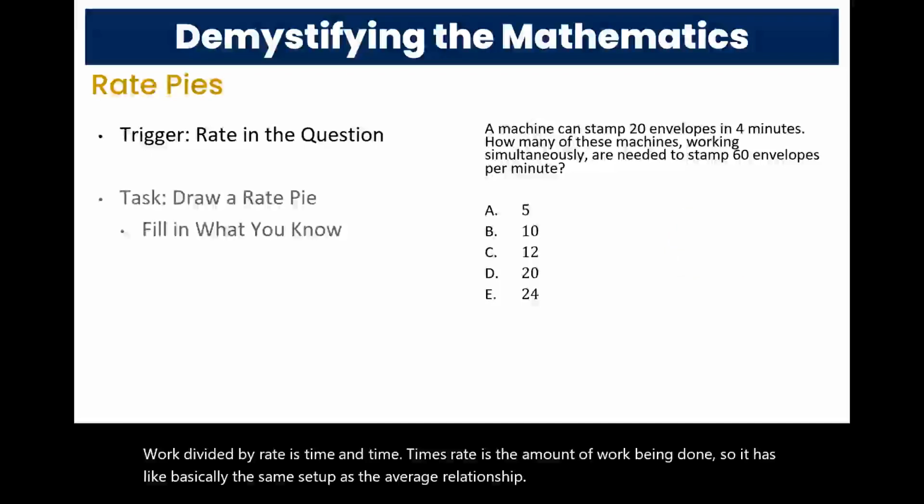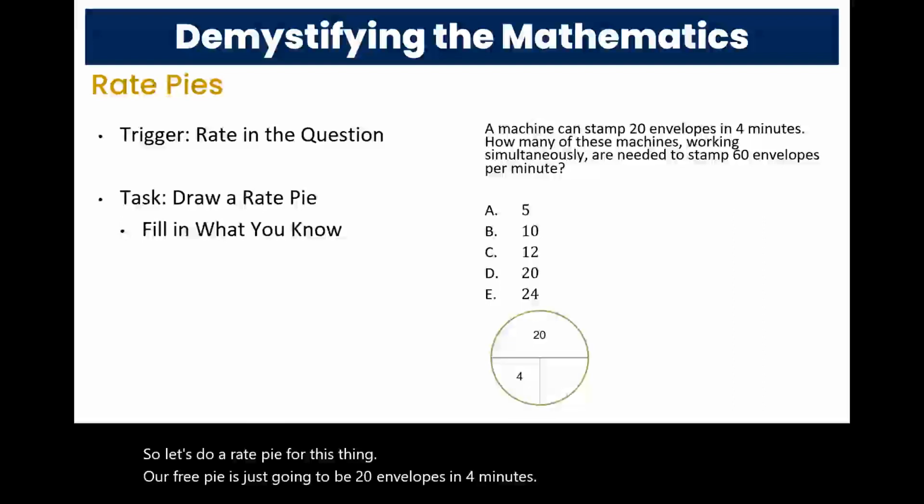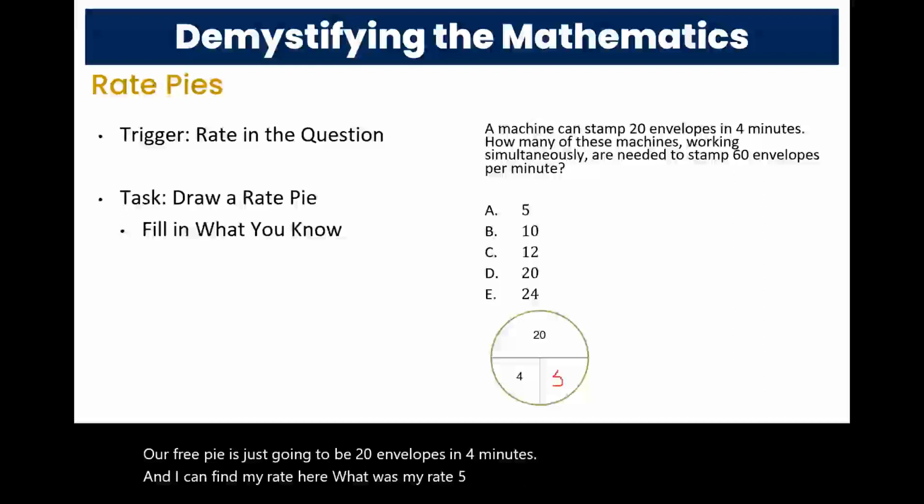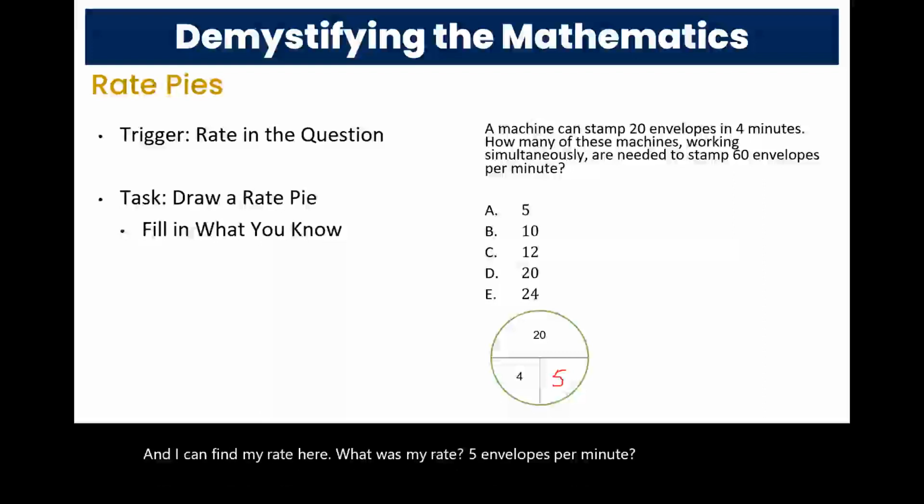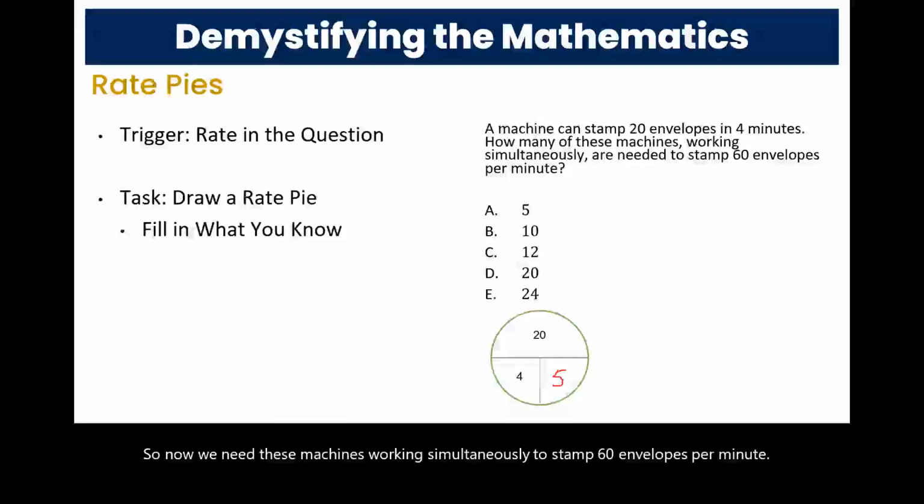So let's do a rate pie for this. Our rate pie is just going to be 20 envelopes in 4 minutes. And I can find my rate here. What was my rate? 5 envelopes per minute. So now we need these machines working simultaneously to stamp 60 envelopes per minute. So what do I need to multiply that rate by to get to 60 envelopes per minute?